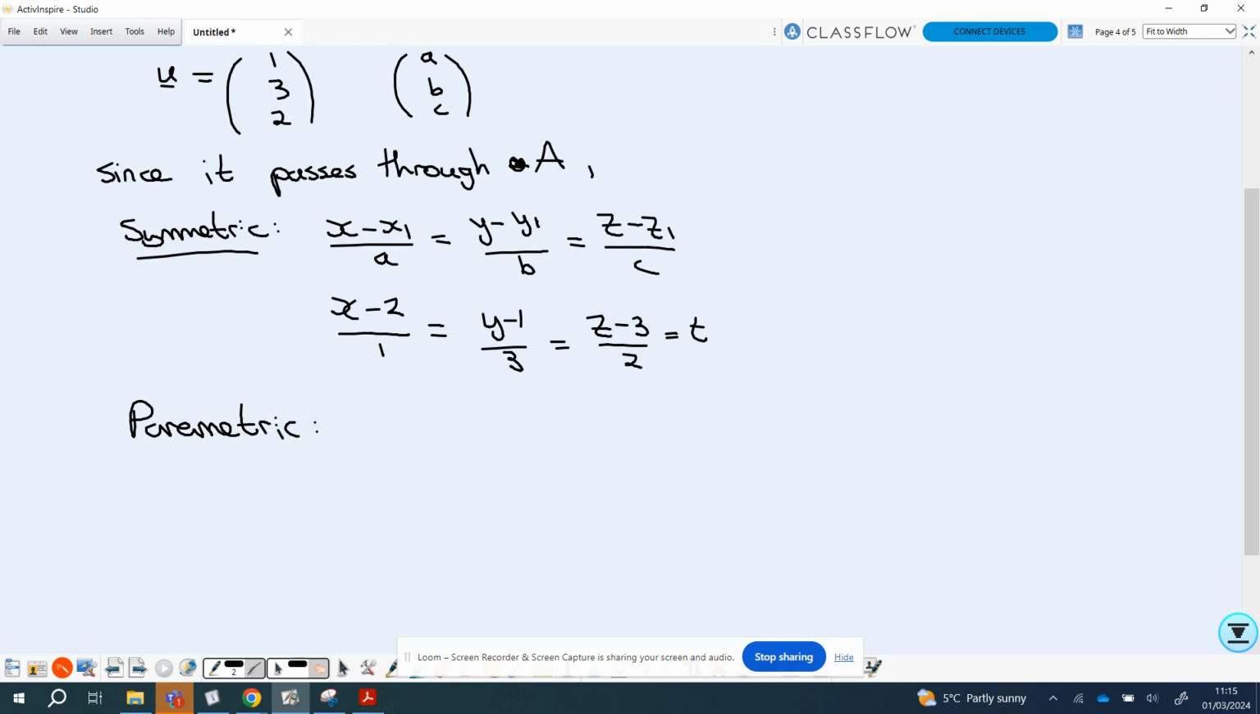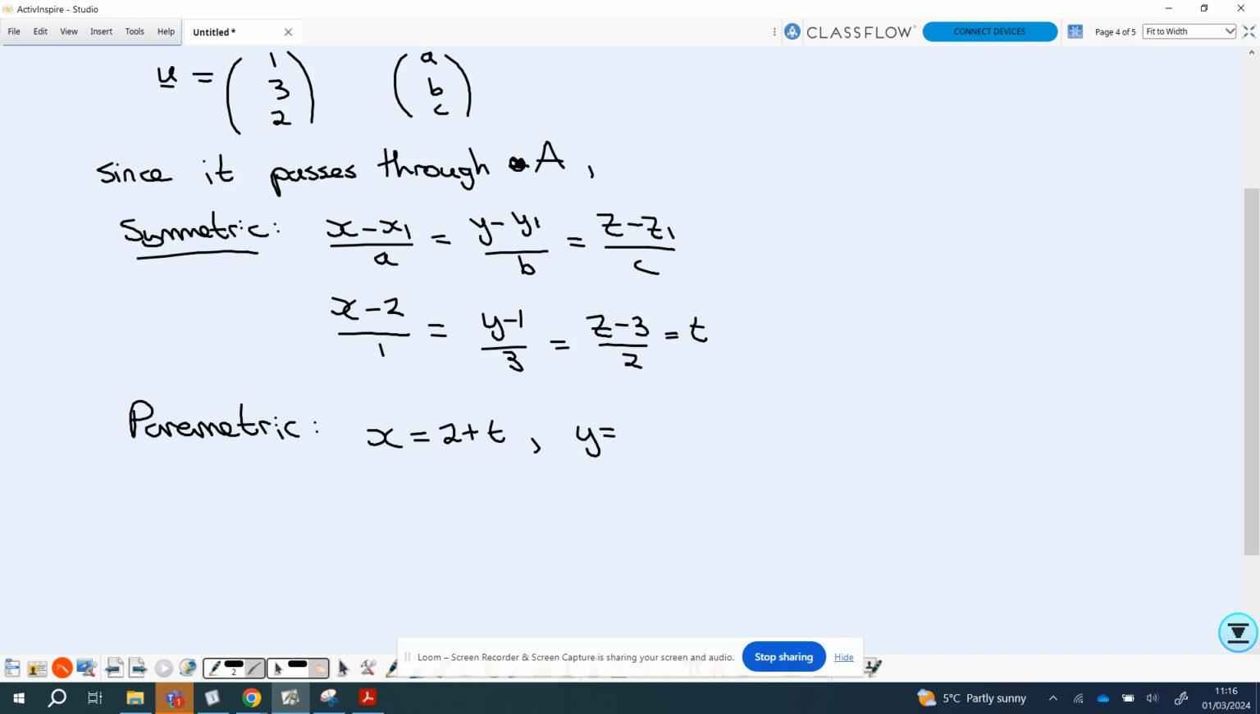So now that we know the symmetric version, we can actually just rearrange each fraction and get what the parametric equations would be. So for the x fraction, if I times the 1 over, so that's 1 lot of t, and add the 2, I'll get x equals 2 plus t. Okay, so that's me just rearranged that first one there.